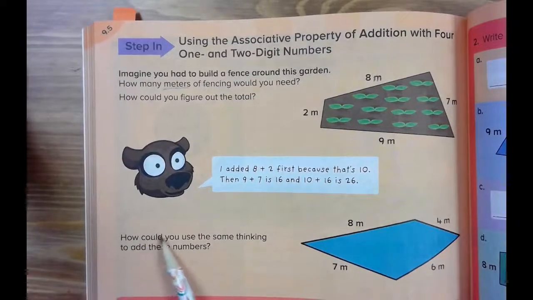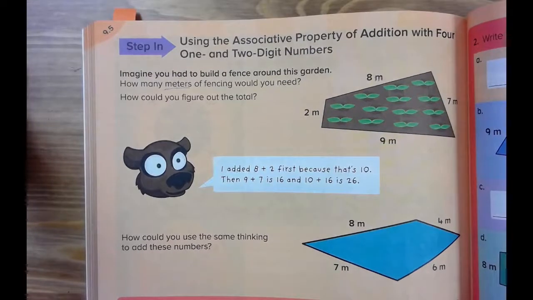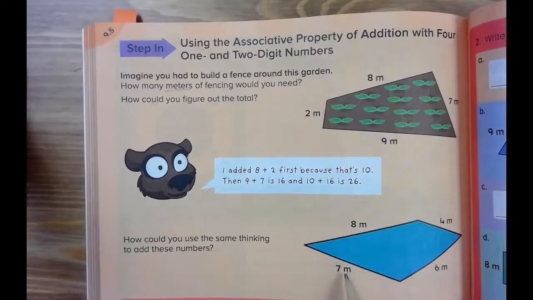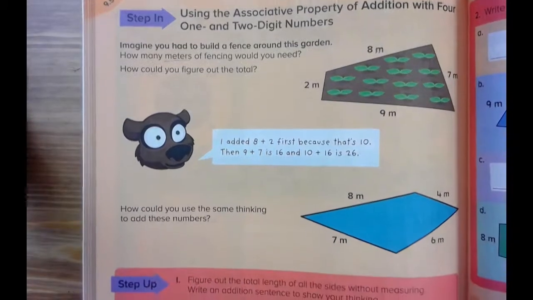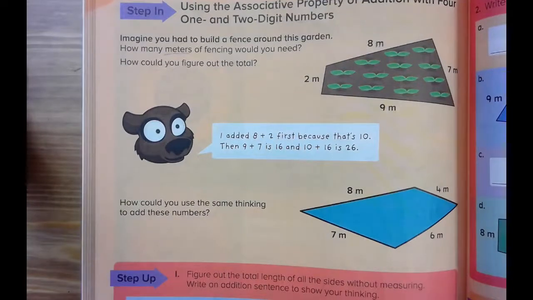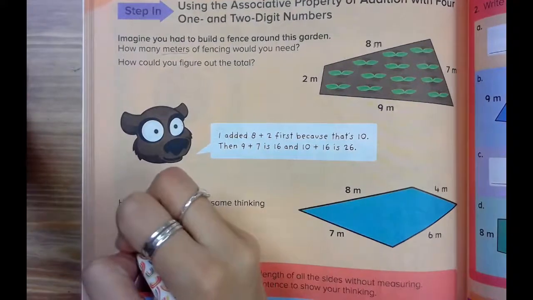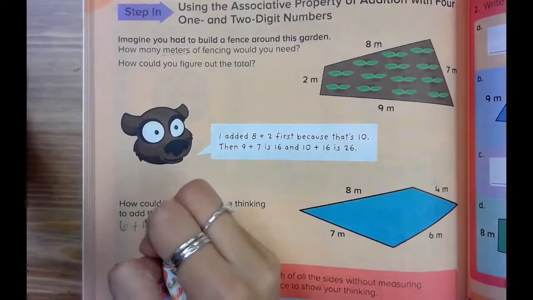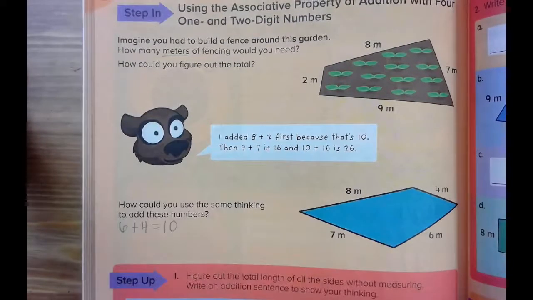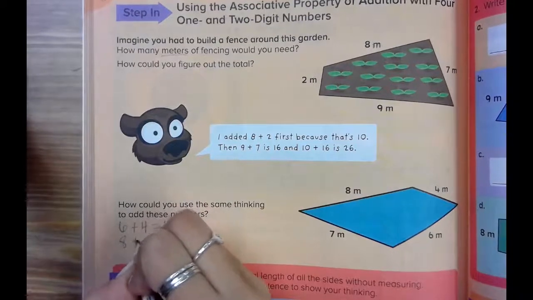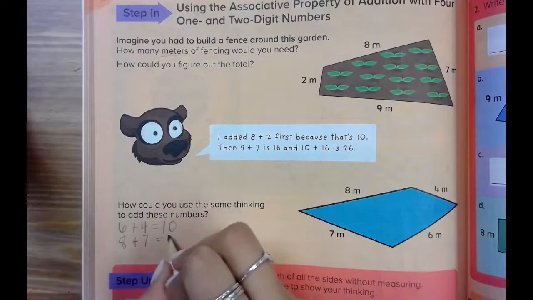How could you use the same thinking to add these numbers? I'm going to write 3 different number sentences. Remember, I want to see which 2 numbers will make 10. I have the numbers 8, 7, 4, and 6. Which 2 numbers out of those 4 will make 10? I know 6 and 4. 6 plus 4 equals 10. Now I have 2 other numbers left, 8 and 7. So I'm going to add 8 plus 7, which is 15.